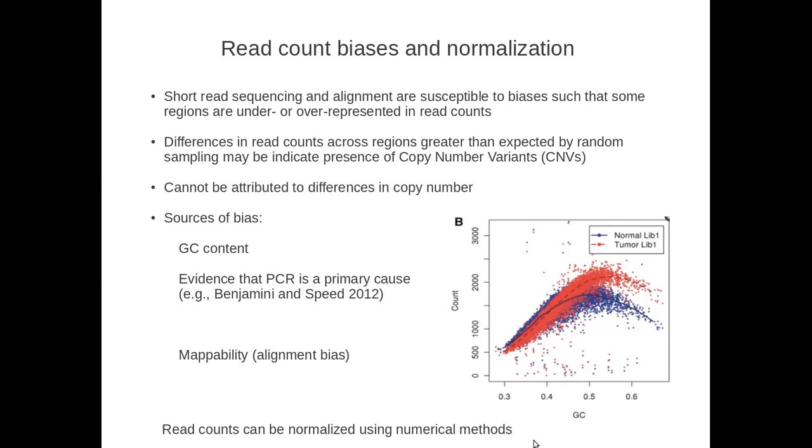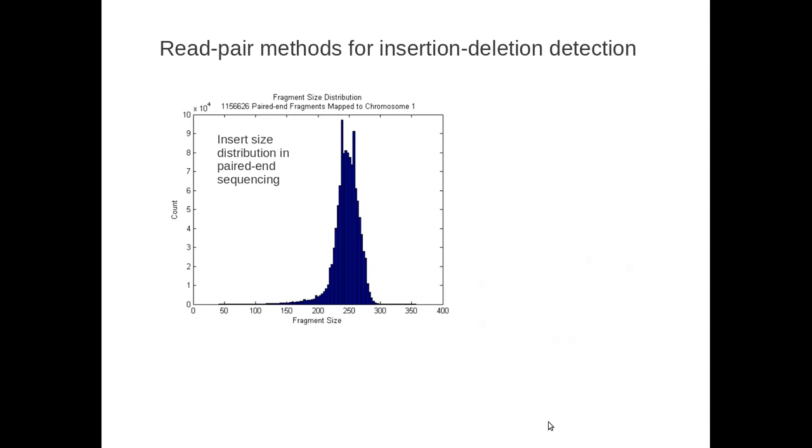Okay. So in the next couple of slides, I'll introduce the read pair methods and how in principle read pair methods work for insertion deletion detection in particular, and then I'll just mention that it's these same read pair methods that you can use to distinguish between translocations and inversions and other of these large structural events simply by evaluating the position and the orientation of the mapped reads.